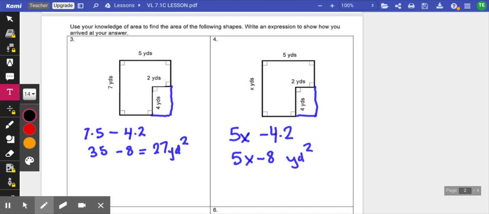So even if you cut it up, you can still do it the same way, but wherever you put a 7, now you're going to have to put the x.